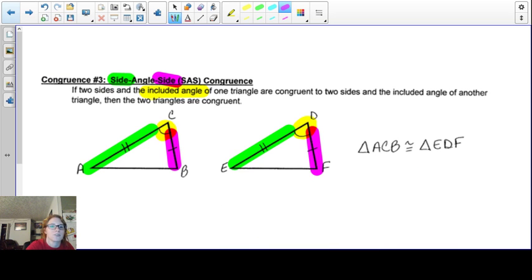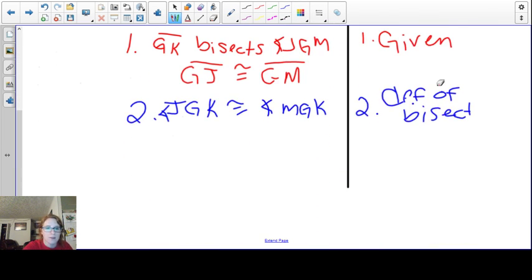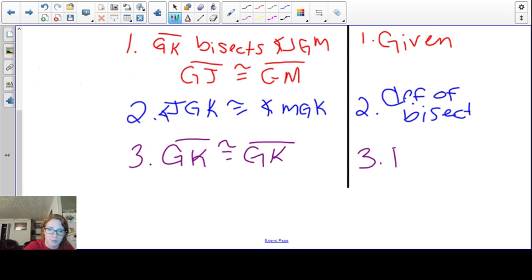Go back to your colors for a second. Doesn't that make sense? That it would have to be JK? Because I don't know anything about JK. It would have to be GK. I don't know anything about JK or MK. So what I'm going to say next is, Step 3, GK is congruent to GK. Why? That's my reflexive property.